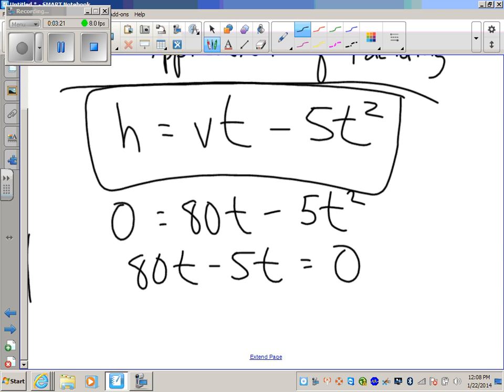Same thing. Do 80t and 5t have anything in common? Is there a GCF between the two of them? Okay, so we'll pull a 5t on the outside. So what times 5t will give us 80t? 16. Minus, what am I going to have to multiply 5t by to get 5t squared? t. Equals 0.